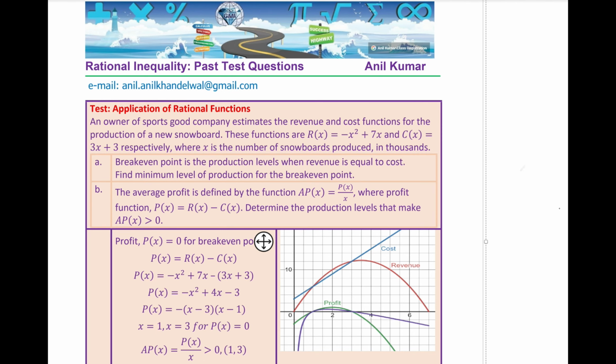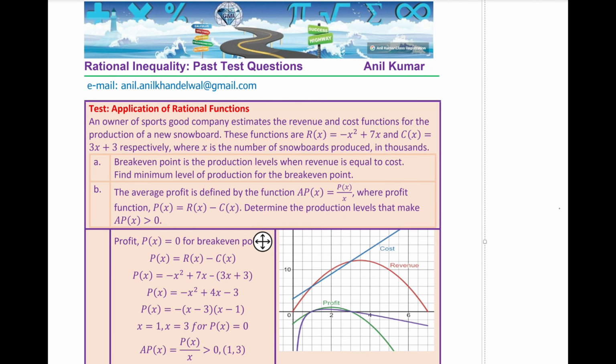Here is the solution in short for you. What we really did was to find the value at which the profit is 0. We equated the difference of revenue and cost to 0. Once you equate this to 0, you get the solution as the production level of x equals 1 and 3. That means 1000 and 3000. And we also found that this ratio is positive only in this particular interval.